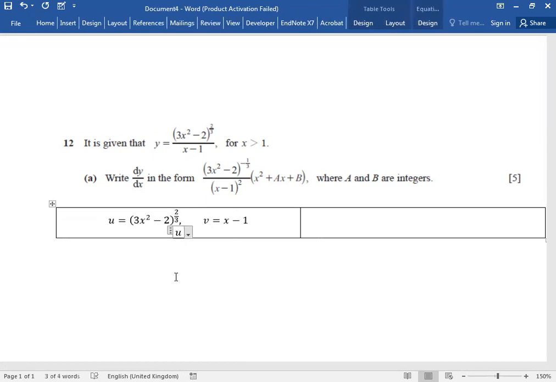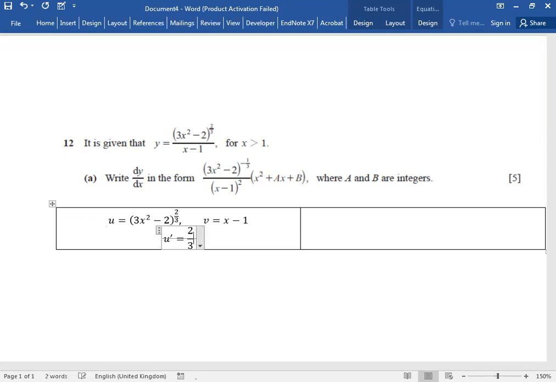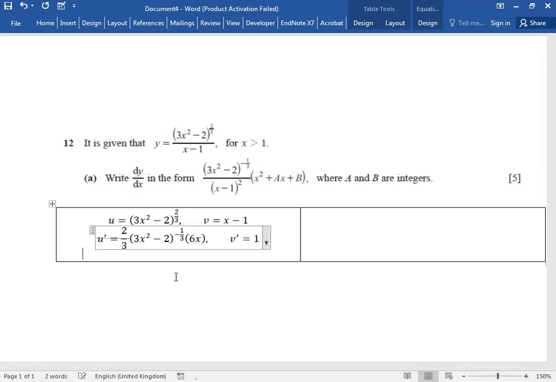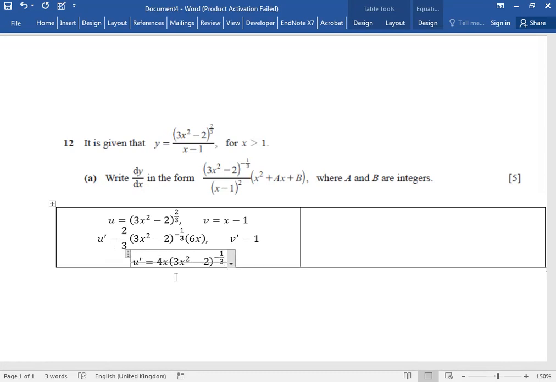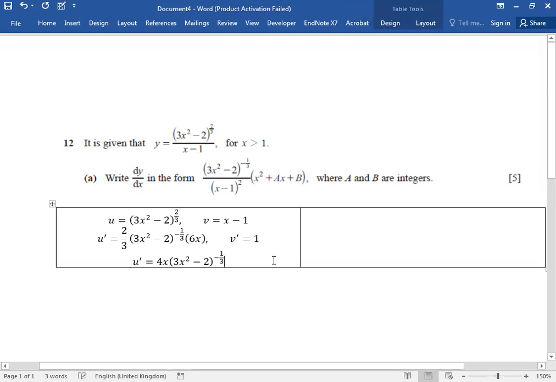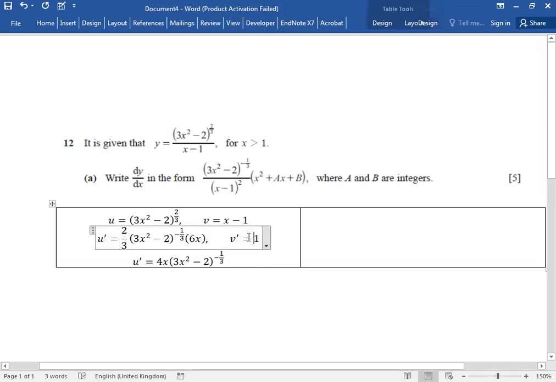Is that right? Now, what is the derivative of u? The power multiplies, the function remains as it is, the power is reduced by 1, and it multiplies by the derivative of the function, right? And the derivative of v is 1. So the derivative of u, if I simplify this, will be 4x into 3x square minus 2 to the power negative 1 upon 3. Is that right? So this is our derivative of u and this is our derivative of v.